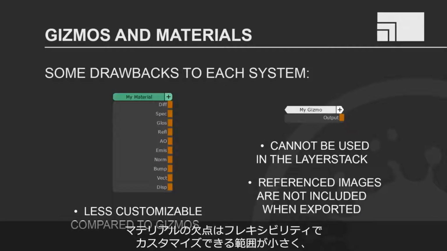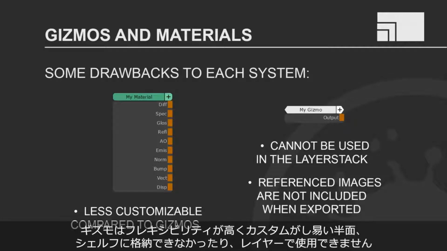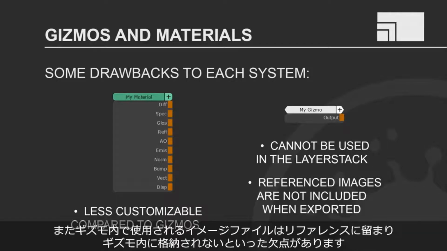There are some drawbacks to either system though. As robust as materials are, they're not overly malleable, and you're somewhat locked into the predetermined outputs. Gizmos are highly flexible and can be designed in any way you want, but they're not accessible in the shelf, and they can't be used in the layer stack. And any texture files used in tiled, triplanar, or other nodes inside the gizmo will not be transferred along with the gizmo itself.